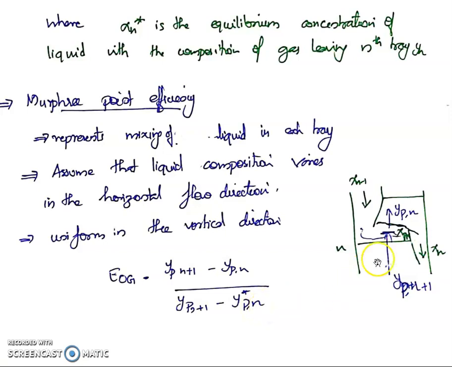Here remember, we have assumed that the concentration of the liquid phase varies along the horizontal direction, and anywhere in the vertical direction the concentration is uniform. For example, if I take a concentration at some point after this line, somewhere here, the value of y_{p,n+1} will be greater than the value that was calculated here.